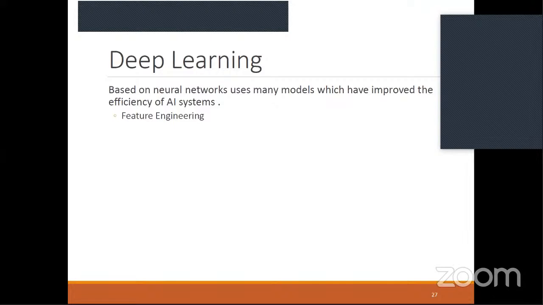Okay, so again, deep learning is based on neural networks, and they use many models. They have their own specified models like CNN, RNN, autoencoders, a lot of models which have improved the efficiency of AI systems. And one of the key advantages of these deep learning models like CNN, RNN, autoencoders or GANs is that they help you to identify the features which are useful. And identifying those features basically reduces the complexity as well as the computational resources required for the processing.